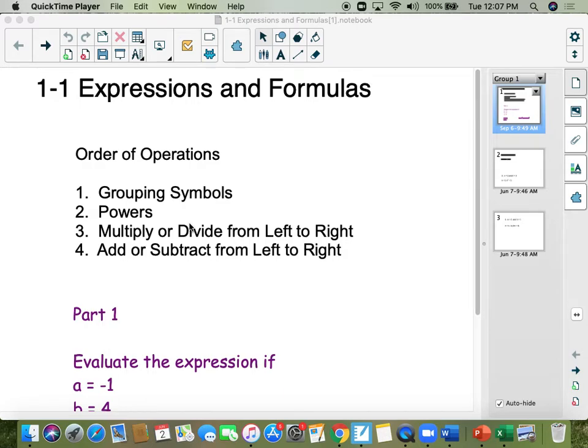1.1, the title of this is called Expressions and Formulas. Hopefully most of these notes will only take about 10 or 15 minutes. This is only 3 templates long, so it shouldn't take you too long. So I'm just going to go over the order of operations before I start.